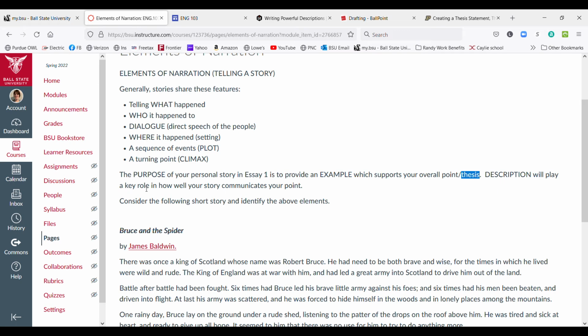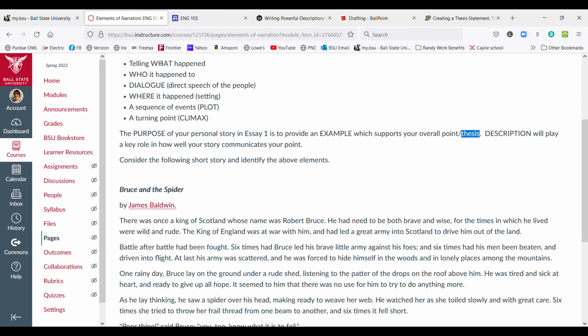Description will play a key role in how well your story communicates your point. So consider the following short story and identify the above elements. So please take the time to read Bruce and the Spider by James Baldwin, and then go through and make sure that you see what happened, who it happened to, the dialogue, where it happened, the setting, the plot, the sequence of events, and the turning point, the climax.